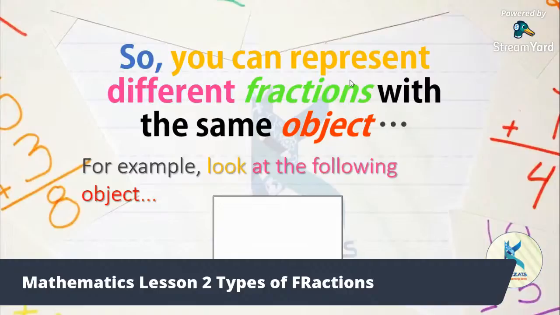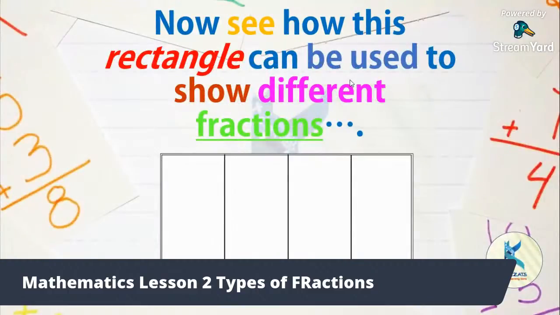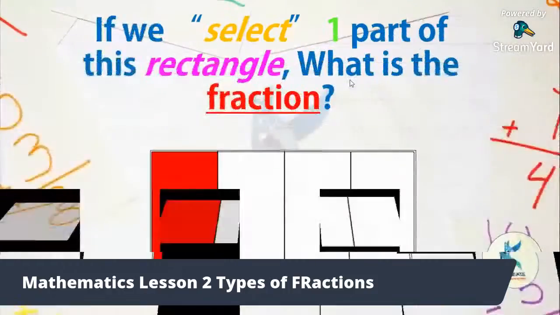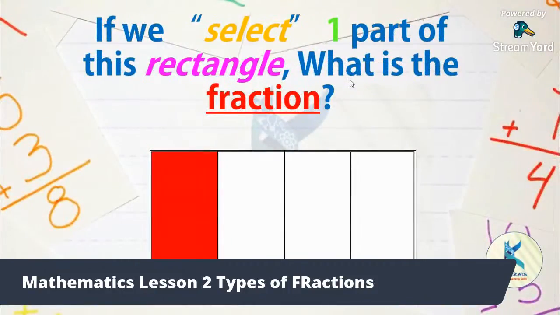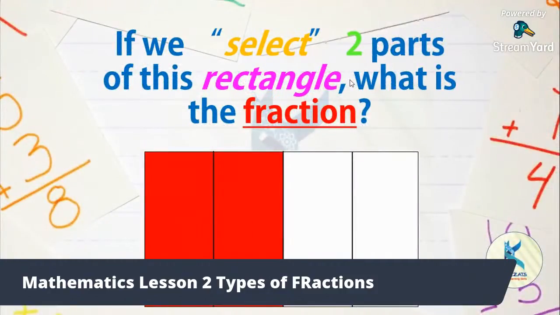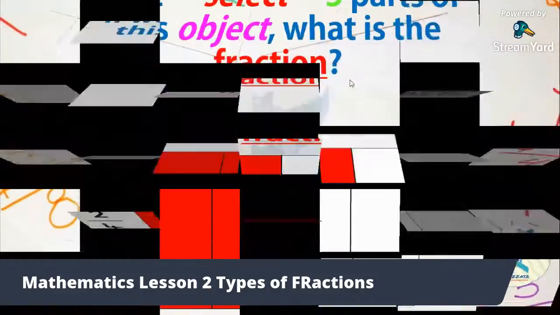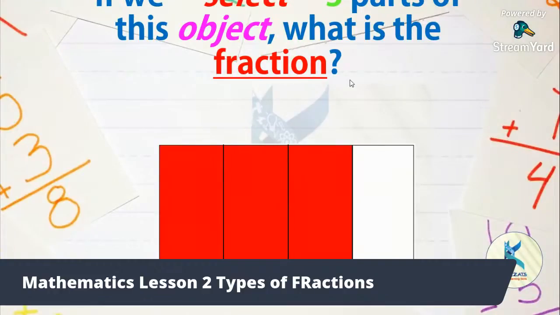Okay. So you can represent different fractions with the same object. Like this is one rectangle. It has 4 equal parts. So we can color 1 out of it and it is 1 over 4. If you have 2 parts colored out of it, it will be 2 over 4. If we color 3 parts out of it, it becomes 3 over 4.